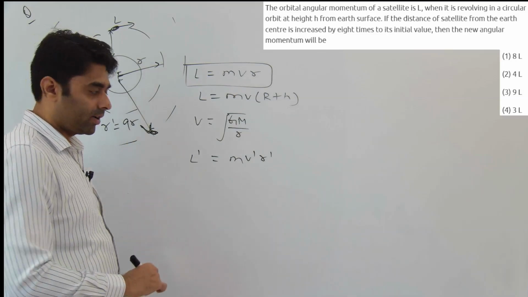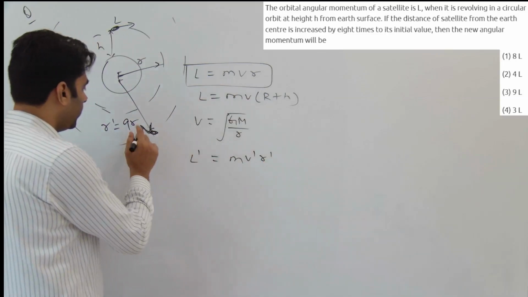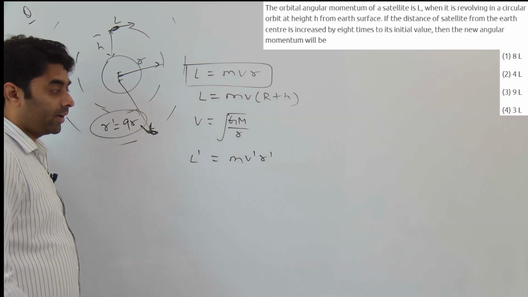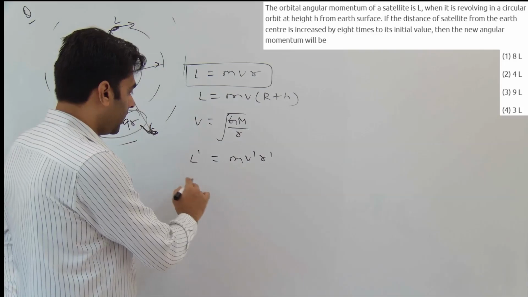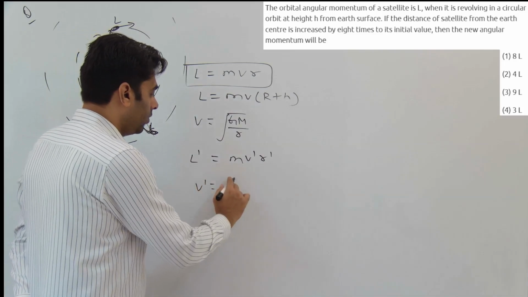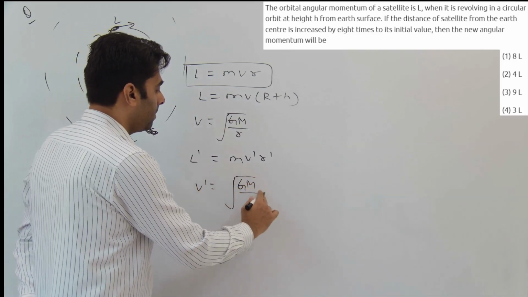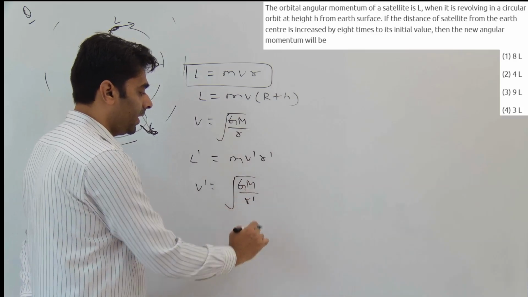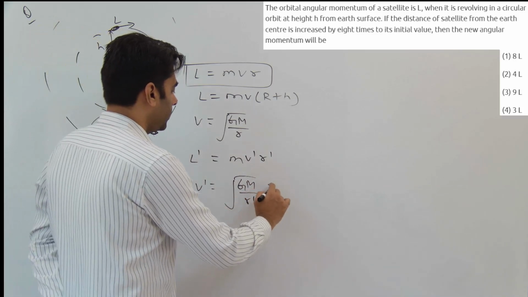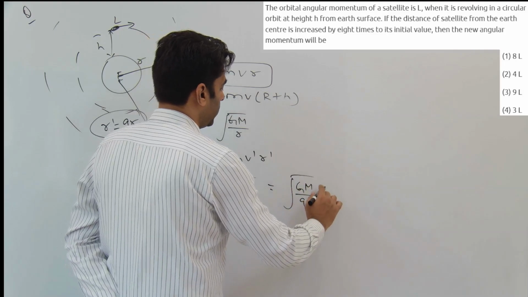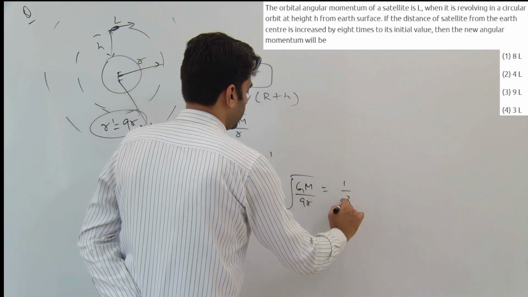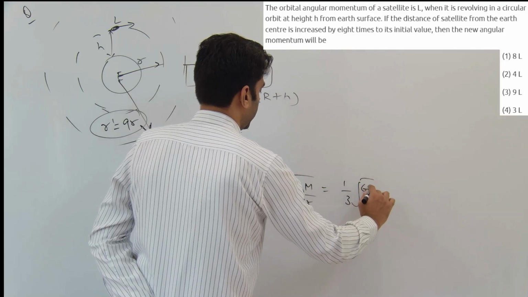So mv dash r dash. R dash, we know it, it is 9r, no issues, directly we can write it. But V dash, let us calculate your orbital speed in terms of r. So what can we write? V dash value is root over GM by r dash. How much is our r dash? 9r. So root over GM by 9r, which is 1 by 3 times root over GM by r.